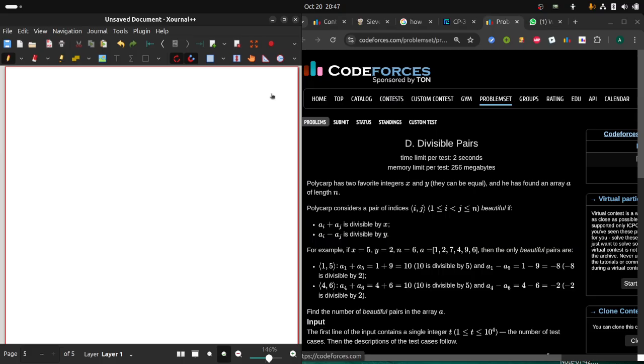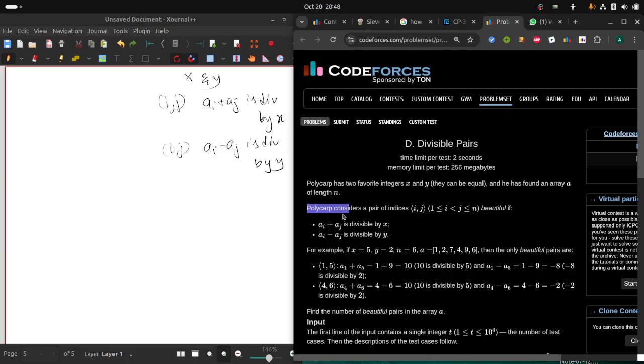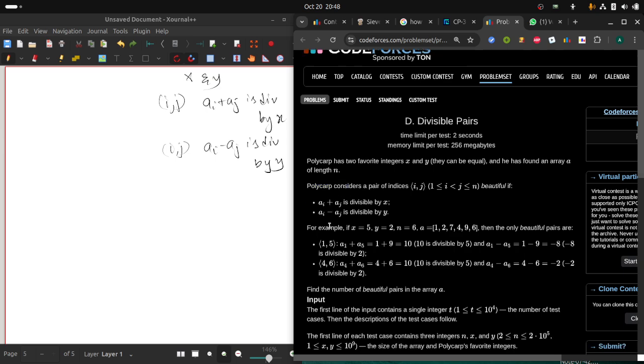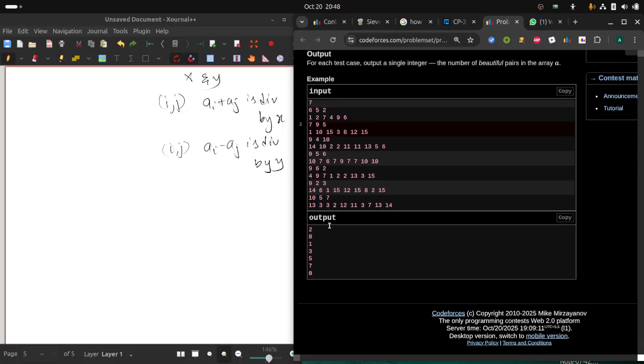So given x and y, I just need to find pairs i and j such that A[i] plus A[j] is divisible by x, and A[i] minus A[j] is divisible by y. Okay. Now, how can I group them? This is called a beautiful pair, and I need to find the number of beautiful pairs.